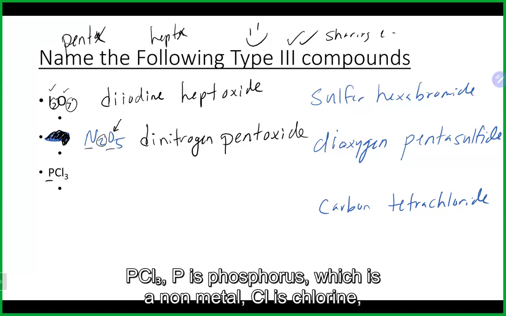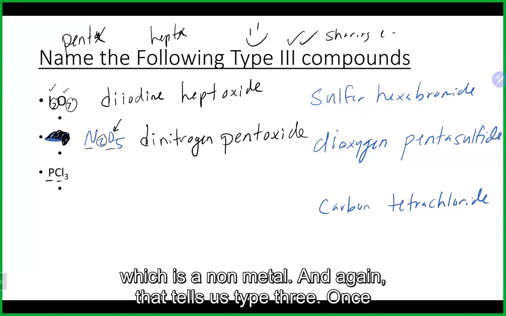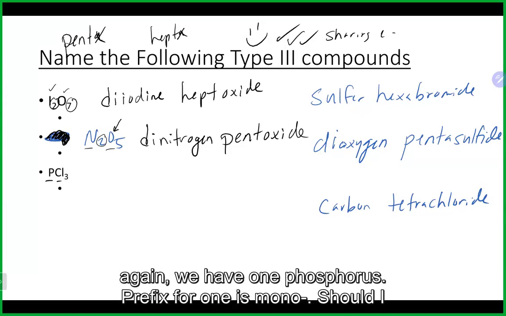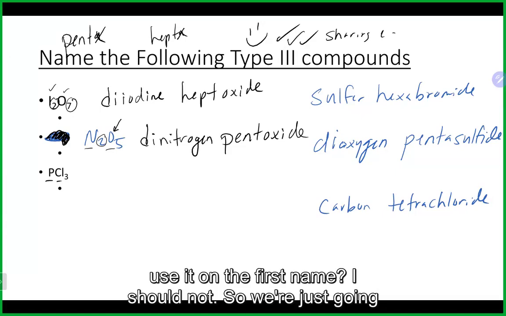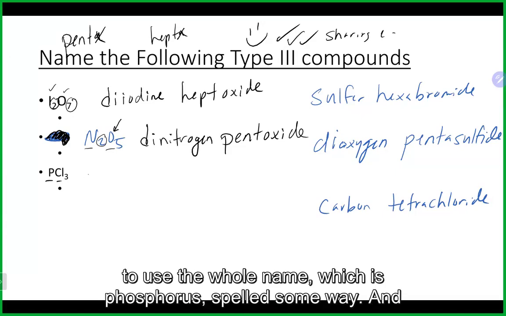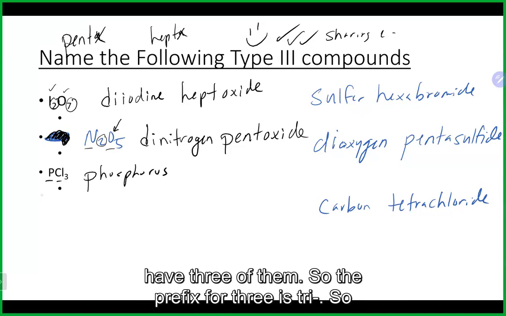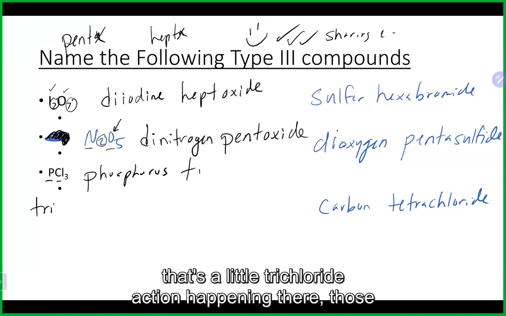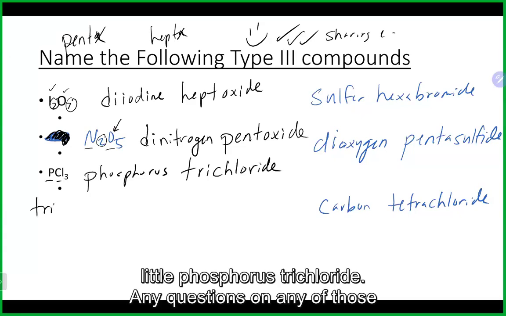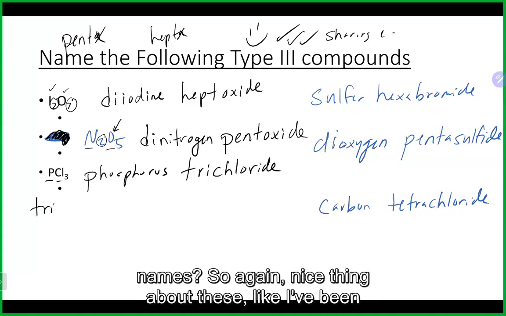PCl3. P is phosphorus, which is a nonmetal. Cl is chlorine, which is a nonmetal. That tells us type 3. Once again, we have 1 phosphorus. The prefix for 1 is mono. Should I use it on the first name? I should not. So we're just going to use the whole name, which is phosphorus. And we have Cl, which will get the IDE at the end of it, and we have 3 of them, so the prefix for 3 is tri. So that's a little trichloride action happening there. That's phosphorus trichloride. Any questions on any of those names?